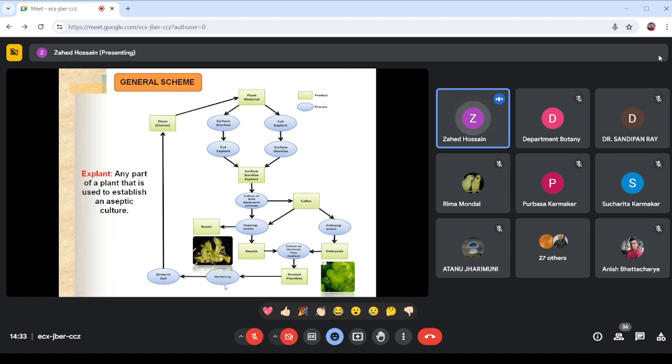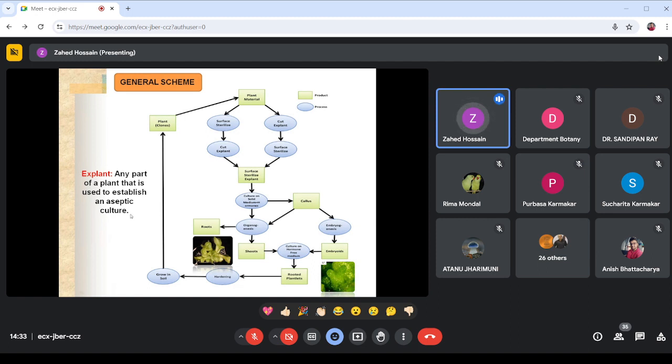Basically that's an acclimatization process, because the newly developed, newborn plantlets get acclimatized to the surrounding environment. For this reason the plantlets are maintained under the same controlled environment for some days, maybe 10 to 15 days. Then you can shift them to the net house or glass house, so that the success rate would be higher. So this is in general a scheme of inducing a culture.